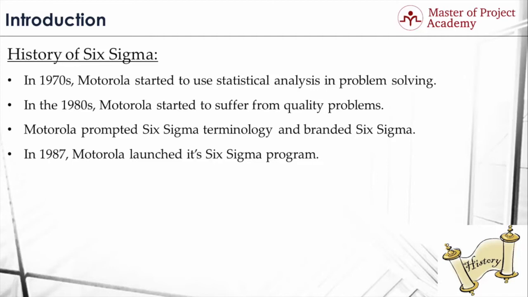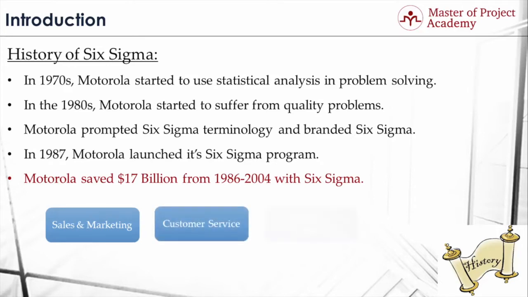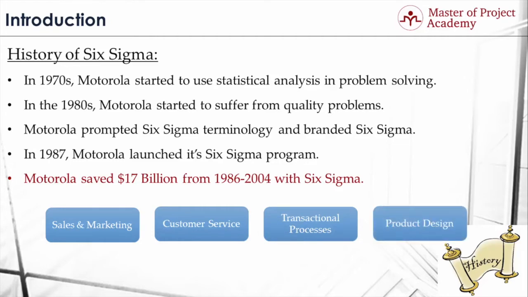Motorola initiated Six Sigma for process improvement, thereby reducing defects to negligible levels. With the help of this program, Motorola saved $17 billion from 1986 to 2004, reflecting hundreds of individual successes in the business areas like sales and marketing, customer service, transactional processes, and product design.